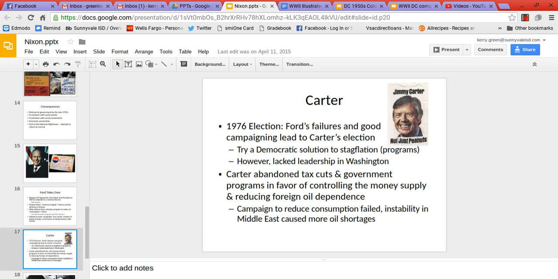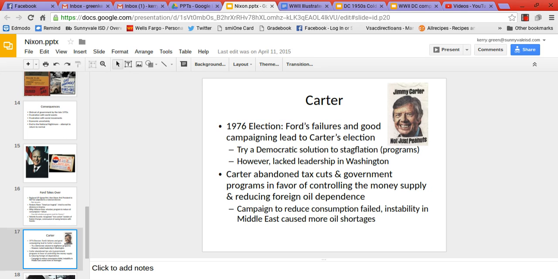He was the governor of Georgia. He campaigns very much as an outsider. I'm not part of DC politics. I'm a new face. I'm going to clean things up. Very Democratic. He's going to bring in Democratic policies. And people are so frustrated with Nixon and Ford that they're okay with this, right?